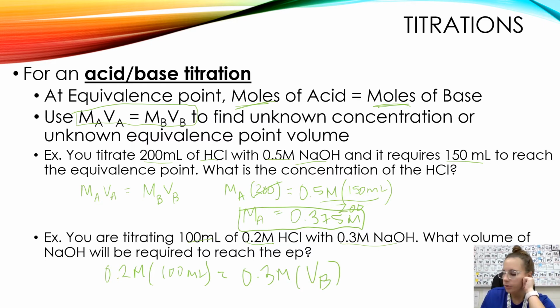So 0.2 times 100 divided by 0.3, it's going to take me 66.7 milliliters of base to get to that equivalence point. And it makes sense that it takes less base than acid because my concentration of my base is higher.